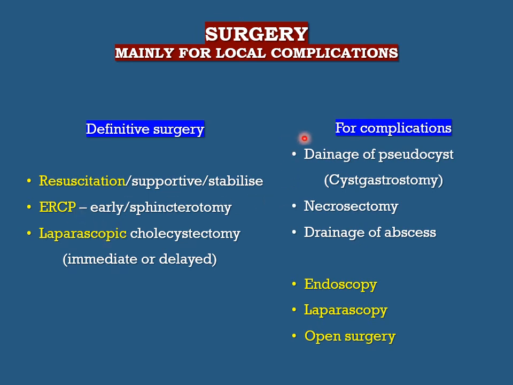For the local complications that develop following acute pancreatitis, especially for pseudocysts, drainage of the pseudocyst is important, and this is done by draining the cyst into the stomach by a cyst gastrostomy, okay, creating a fistula between the cyst and the posterior wall of the stomach. If there's massive necrosis, then a necrosectomy has to be done. This is a form of debridement of the pancreas.